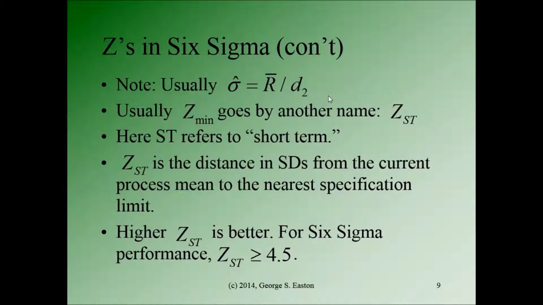Now, what the Six Sigma Handbook calls Z-min actually usually goes by another name in practice, and that's Z sub ST. And here the ST refers to the short term. So what Z sub ST is, it's the distance in standard deviations from the current process mean to the nearest specification limit. So, for example, a Z sub ST of 3.5 means that the nearest specification limit is 3.5 standard deviations away from the current process mean. So a higher Z sub ST is better.